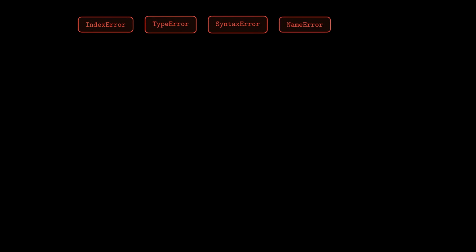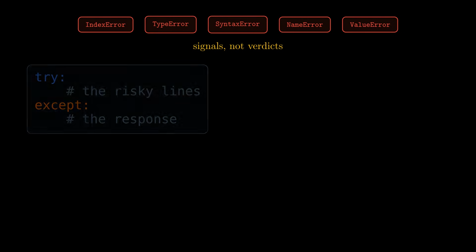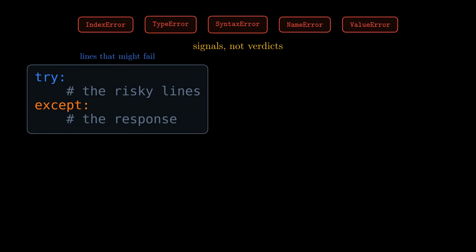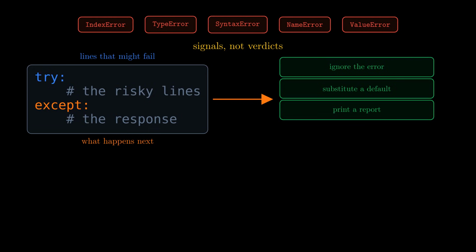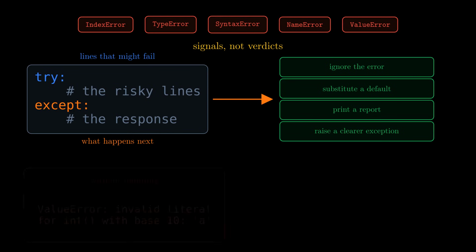Step back and collect the idea. An exception, IndexError, TypeError, SyntaxError, NameError, ValueError, is a signal that something unexpected happened, not a verdict that the program must die. Lines that might fail go inside the try block. When they succeed, the except block is skipped and costs nothing. When one raises, Python abandons the rest of the try and lands in the except, which decides what happens next. Ignore the error, substitute a default, print a report, or raise a clear exception of your own.